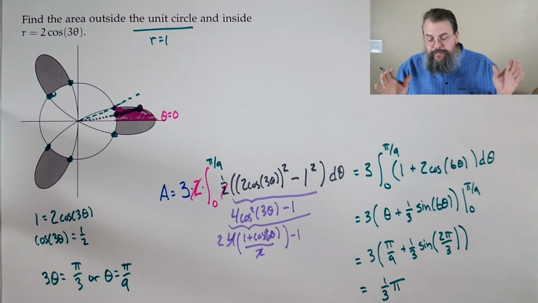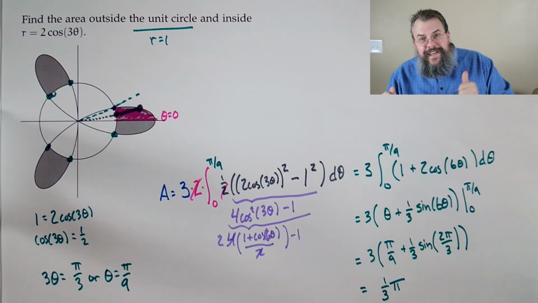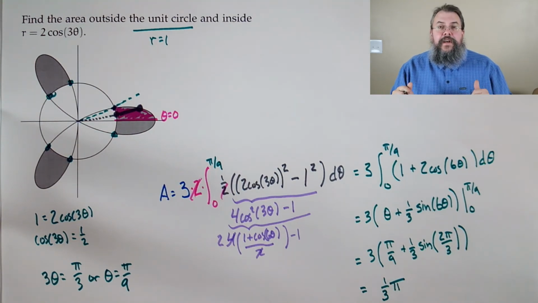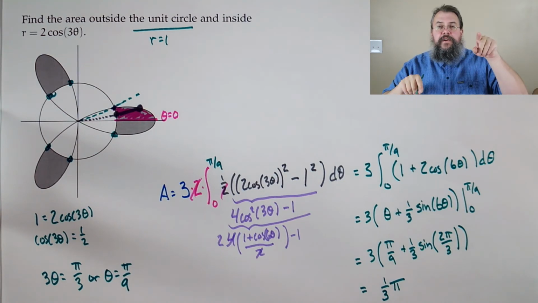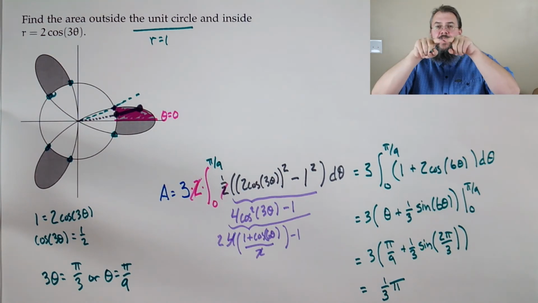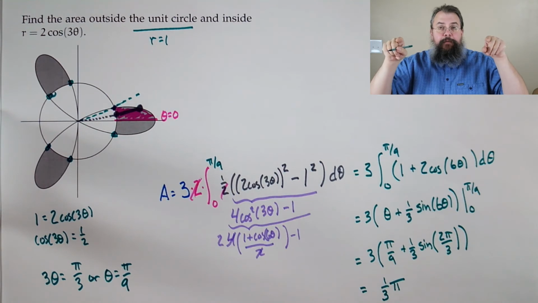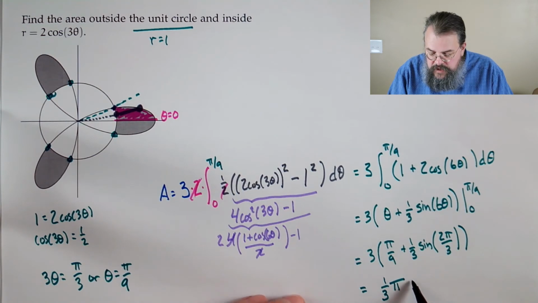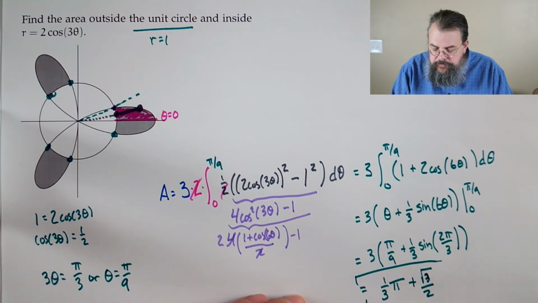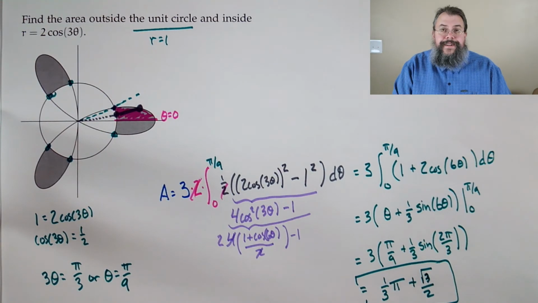Now, 3 times 1/3 cancels. Do we know sine of 2 pi thirds? The answer is yes. We actually did it in an earlier problem. Sine of 2 pi thirds, if you think of your unit circle, pi thirds is over here. 2 pi thirds is directly opposite. They have the same height, so that means they have the same sine value. So sine of 2 pi thirds, which is sine of pi thirds, is the square root of 3 over 2. And we're done. That's it. That wasn't so bad at all.